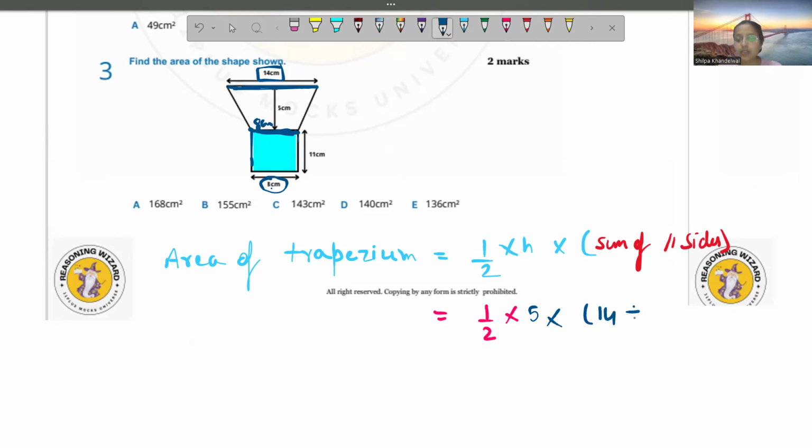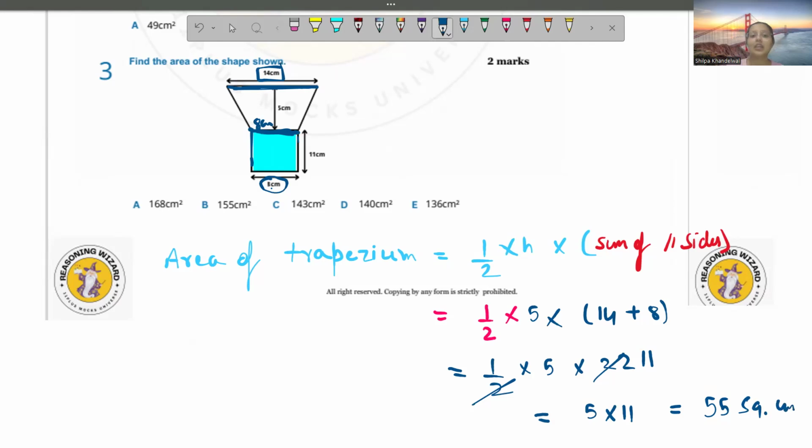So I'm going to add 14 plus 8. Now, when you do 14 plus 8, you will get, sorry, 12. My bad. One second. 14 plus 8, sorry, not 12. I was doing 8 plus 4, which is 12. So it's 22, right? In 2's table, 22 comes at 11. So we will do 5 times 11, which is nothing but 55 square centimeter.